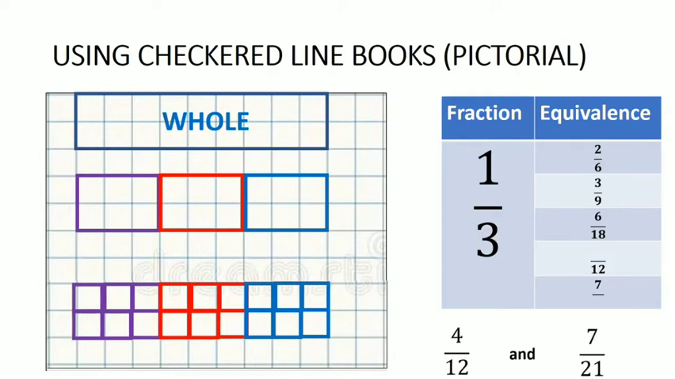If you said 4/12 and 7/21 respectively, then you were correct. A third is equivalent to 4/12 and it's also equivalent to 7/21.